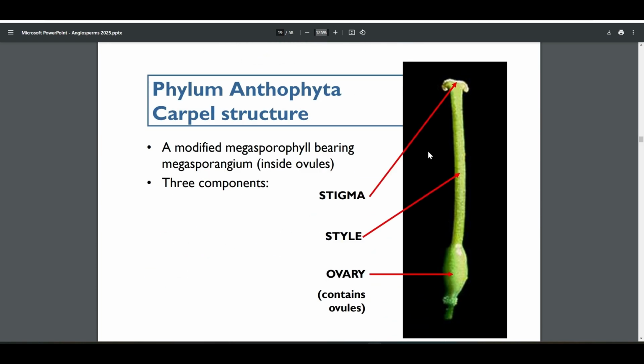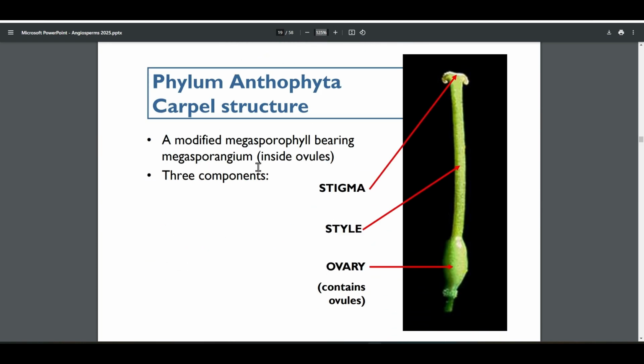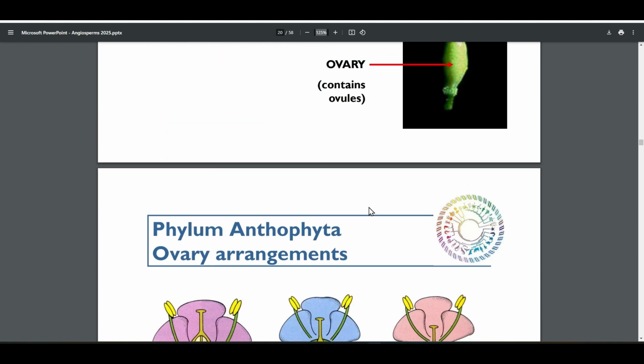All right, moving on to the carpel. This entire thing is the carpel, and the carpel is a modified megasporophyll. So this is a megasporophyll with megasporangium inside the ovary. This is the ovary, and inside are the ovules, and the megasporangia are inside the ovules. There are three components: the stigma, the upper part, which is where the plant would usually receive the pollen, and the style, where I believe either the pollen will be transported down or the pollen tube will germinate and push the sperm to here, and the ovary, which just contains the ovules and the rest of the structures.